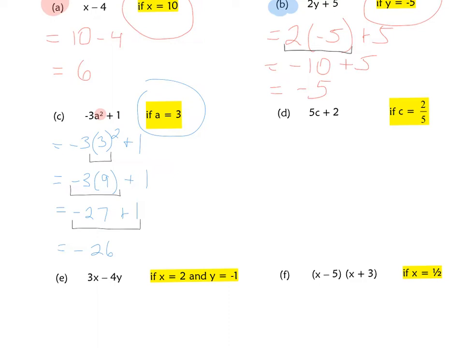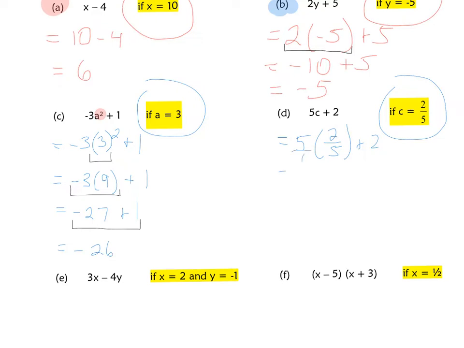So the next one is a little bit trickier of a question because our variable c is a fraction, which is 2 over 5. So let's take it one step at a time. We have 5c, which means 5 times c, plus 2. Now we can replace the c with the fraction 2 over 5 plus 2. Many of us remember when we talked about fractions earlier on in the semester that a whole number can become a fraction by putting a 1 underneath.